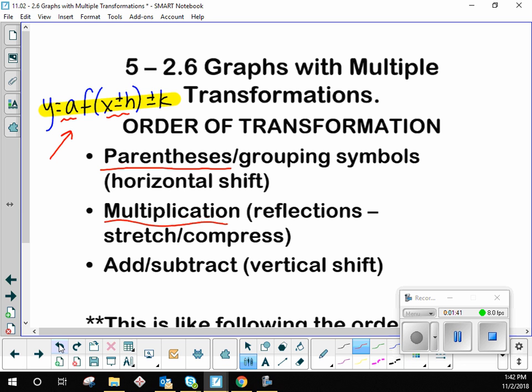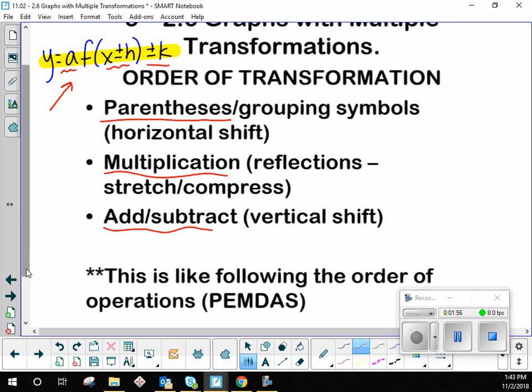dilation. And then the last thing you're going to do, just like if it was PEMDAS, is add or subtract, and that's going to be this thing on the outside, and that's your vertical transformation. So left to right first, stretch, compress, reflect next, and then up or down last. Okay, so it's kind of like following the order of ops.